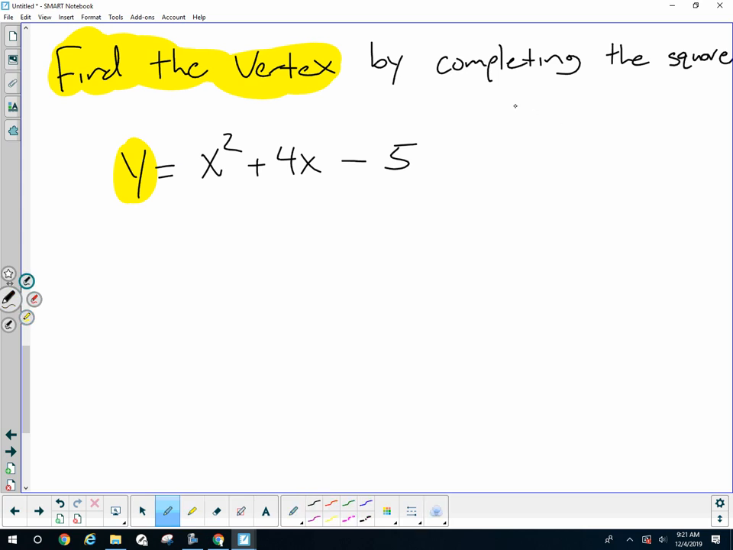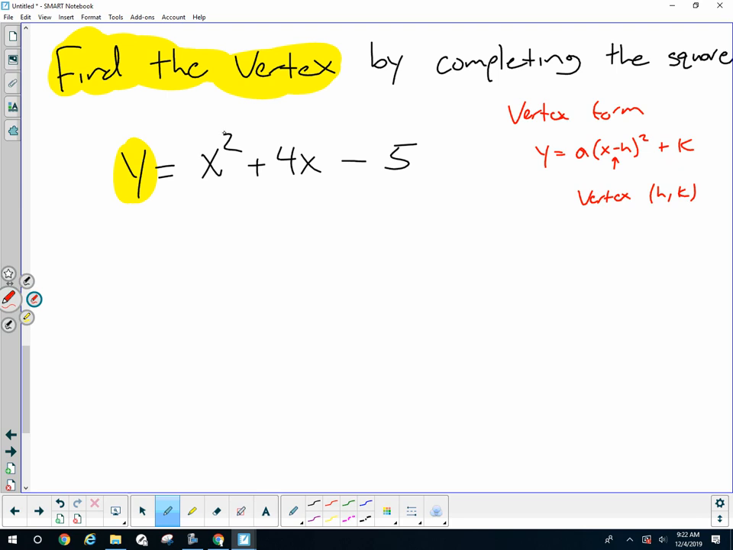Well, we remember vertex form of a quadratic. We should write this down if we don't remember it. It's a times x minus h squared plus k. So the vertex is at h, k. Notice the negative symbol, x minus h. So if it's x minus 3, the vertex would be at positive 3, comma, whatever this value is.